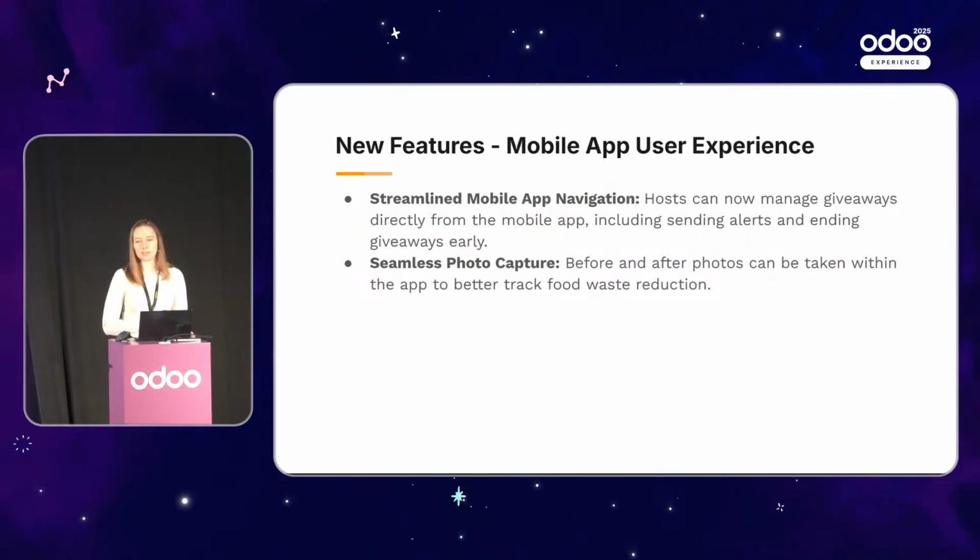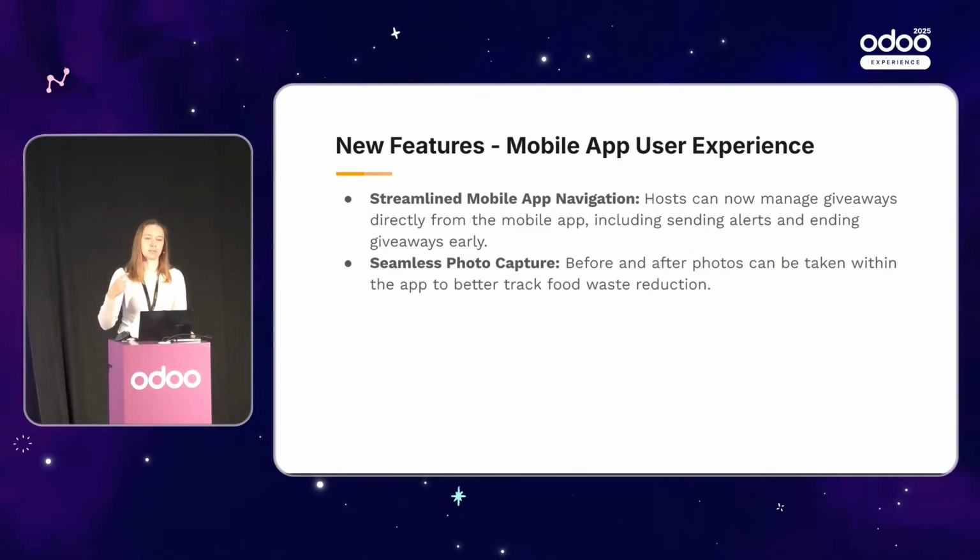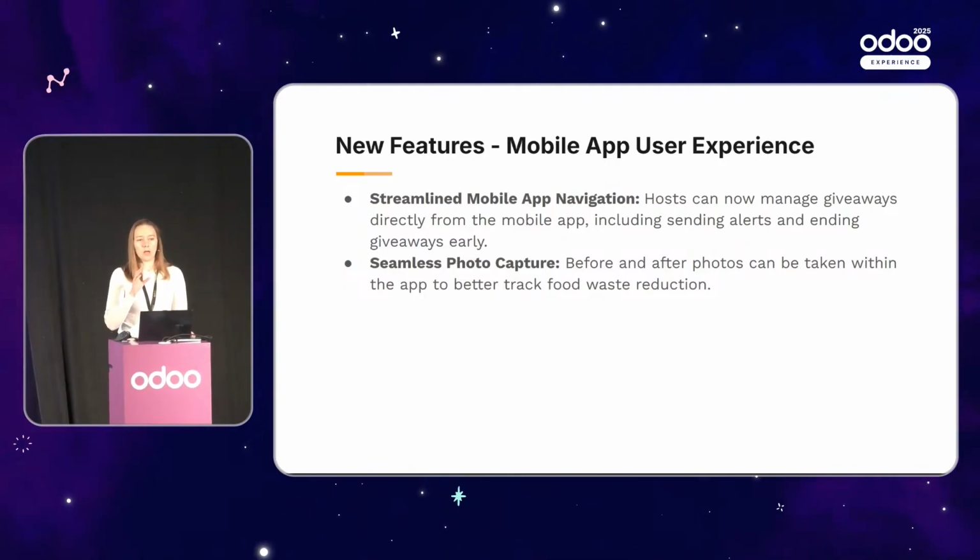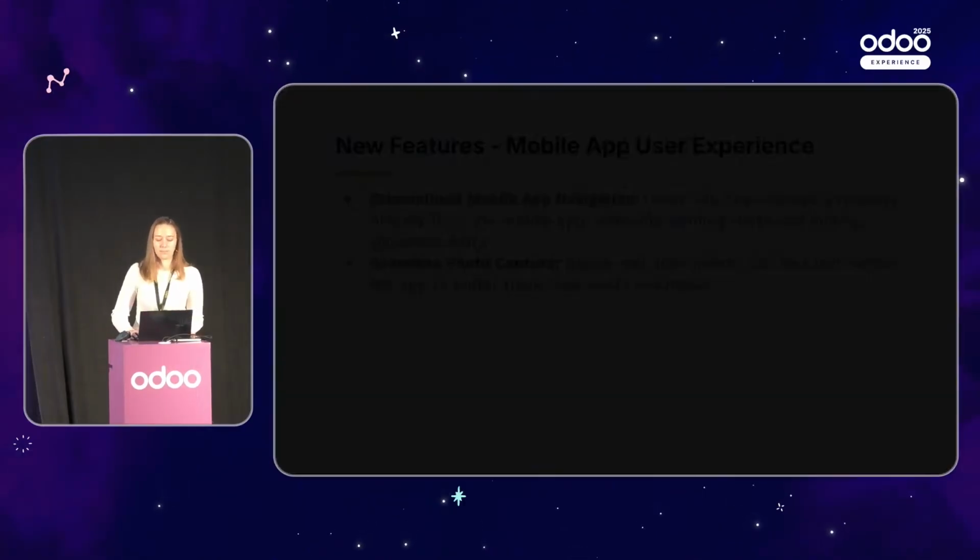There's also seamless photo capture built into the app, so before and after pictures can be taken from the app directly from the smartphone's camera in order to help us capture those before and after photos, and then again quantify the food waste reduction through our data analytics in the back end.